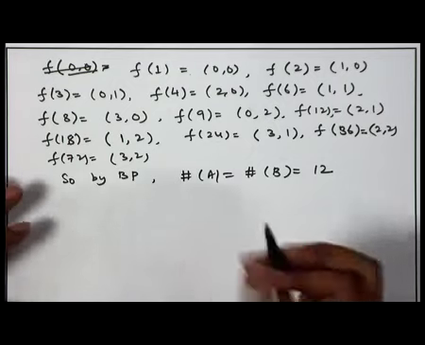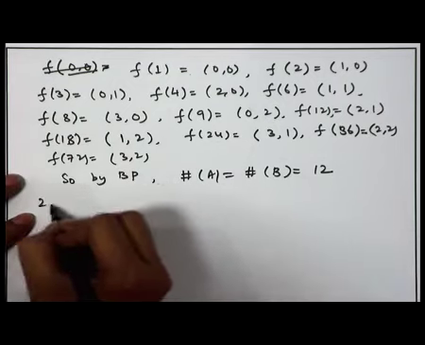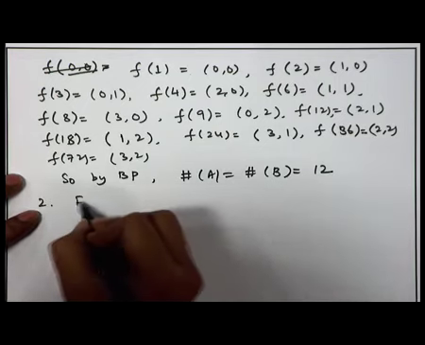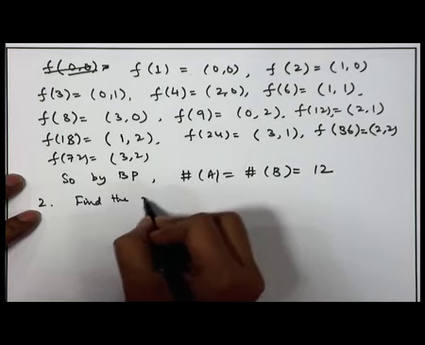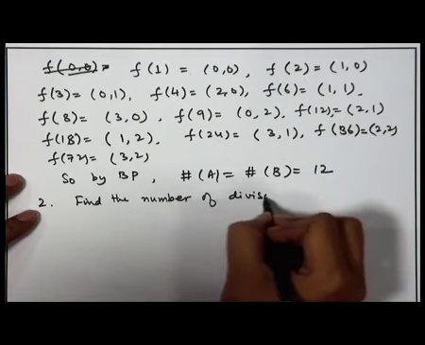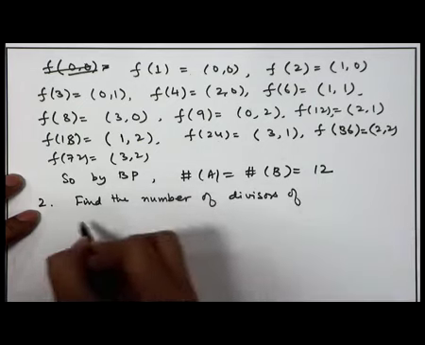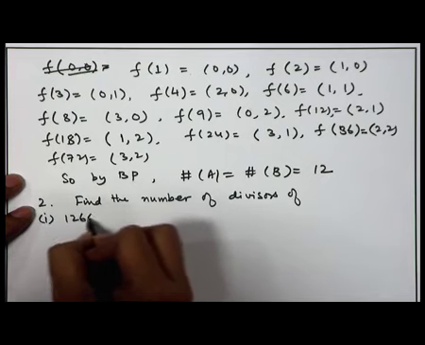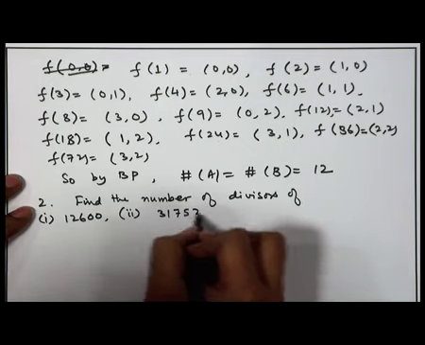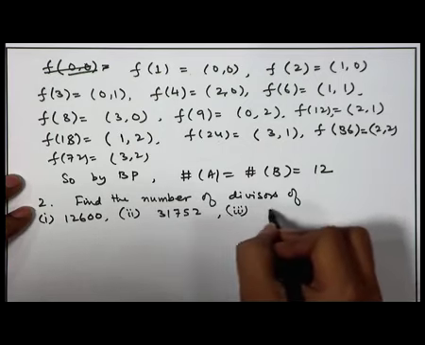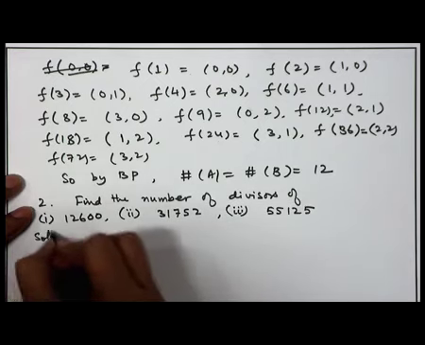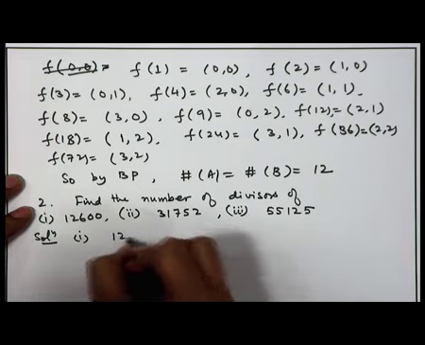So, now let me just give some simple applications to some slightly larger numbers. So, we look at: find the number of divisors of say 12,600, 31,752 or 55,125. So, let us look at this.